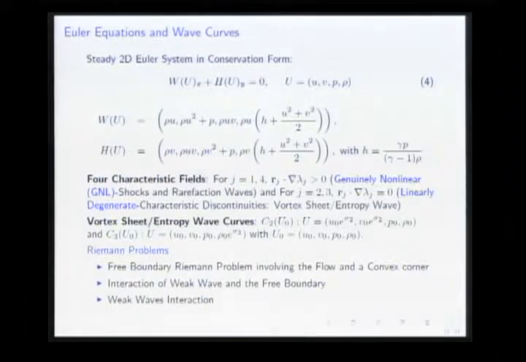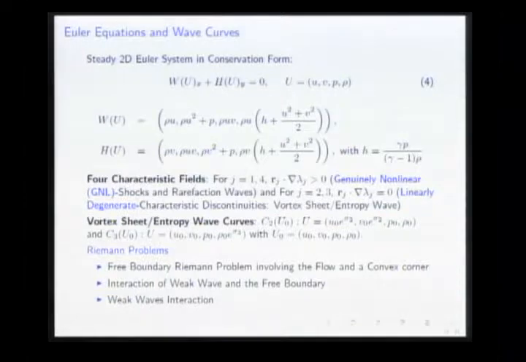Okay, so this is a little bit about the steady Euler system. In conservation form, we can write the 2D Euler system as the following. Here are four characteristic fields. The first and the fourth give rise to the shocks and rarefactions in the Riemann problems. The second and the third ones are the linearly degenerate fields, which give rise to the vortex sheets or the entropy waves, the characteristic discontinuities in our work. This is how we connect states in the phase space along these curves.